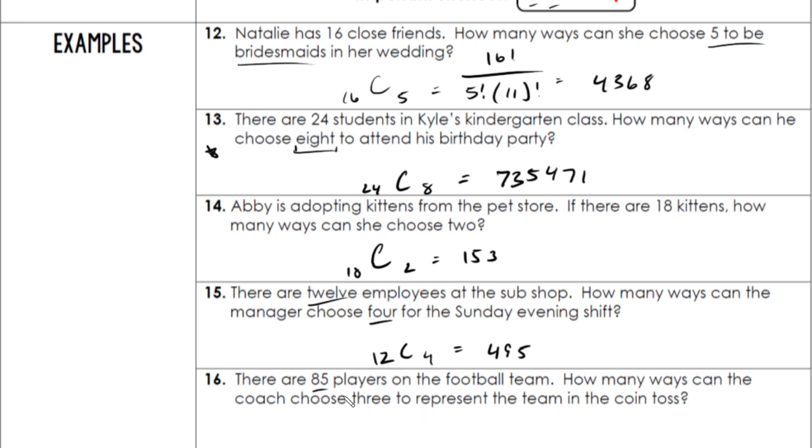Next up, there are 85 players on the football team. How many ways can the coach choose 3 to represent the team in a coin toss? So order doesn't matter because if you choose player 1, 2, and 3, or then 3, 2, and then 1, right? A different order of selection, but they're all still being chosen to go to the coin toss. This is a combination, 85C3. This is going to be a big number. 98,770.